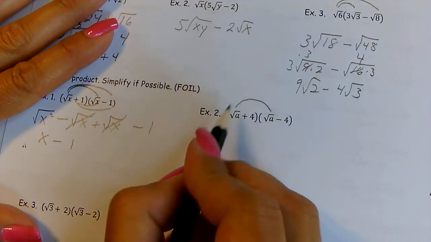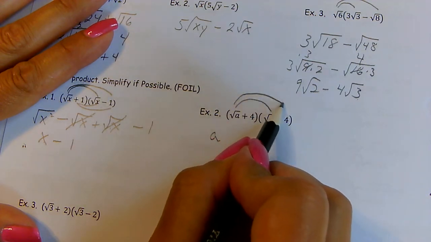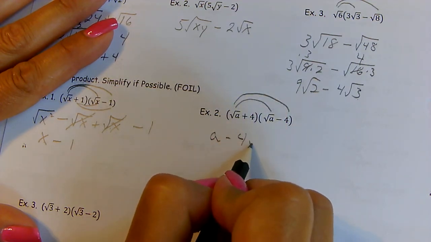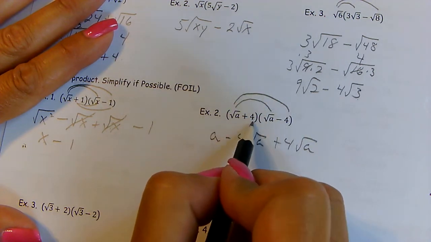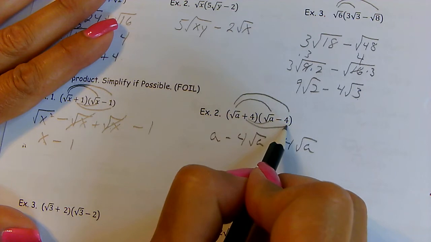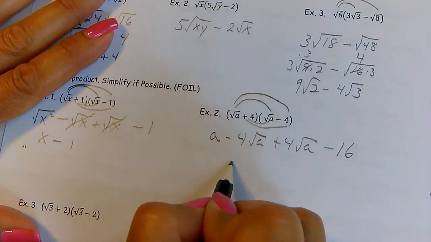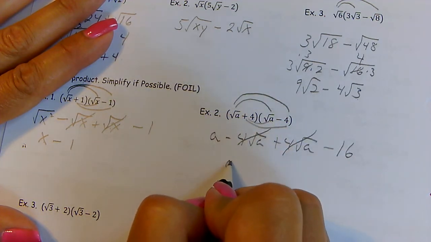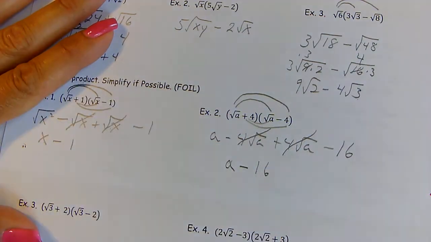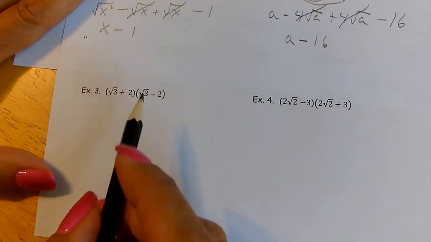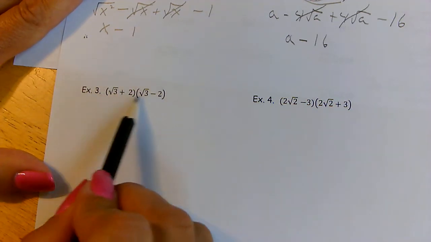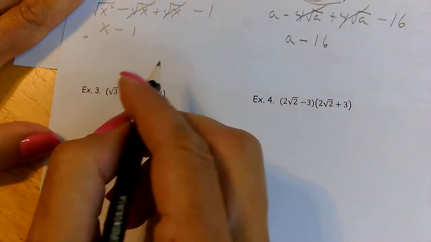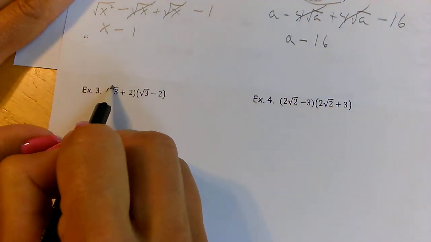Square root of a times the square root of a is just a, minus 4 square root of a plus 4 square root of a minus 16, a minus 16. So these two binomials that are the same with different signs are conjugates, they're used to get rid of the radicals and to rationalize, which we haven't gotten to yet.